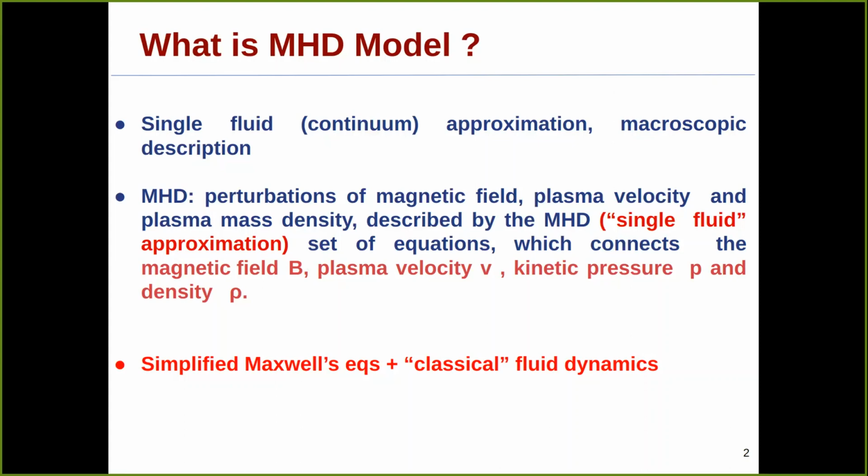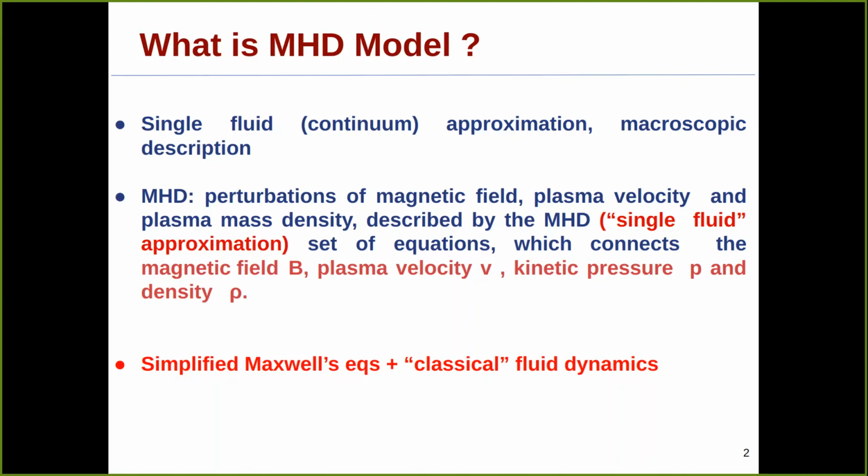solar atmosphere. So in MHD modeling, the perturbations of various background plasma, like background physical plasma, like magnetic field, plasma velocity, and mass density, are described in the single fluid approximation. And we solve basically the set of MHD equations in both the ideal regime as well as the non-ideal regime. So we simplify the fluid equations as well as the Maxwell equations.